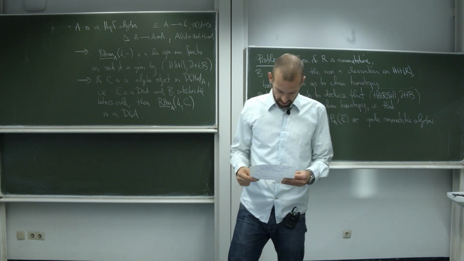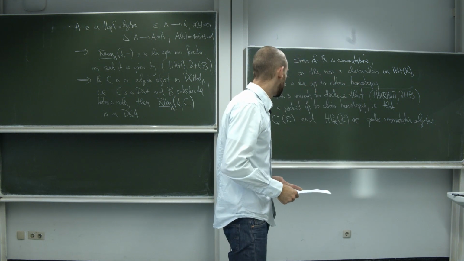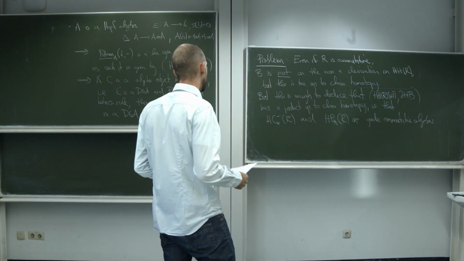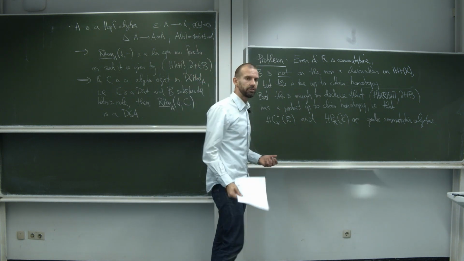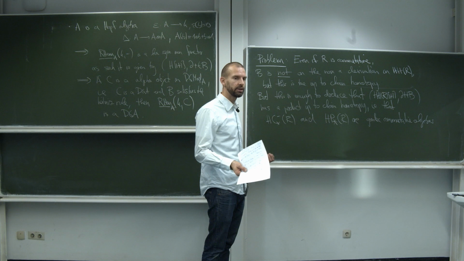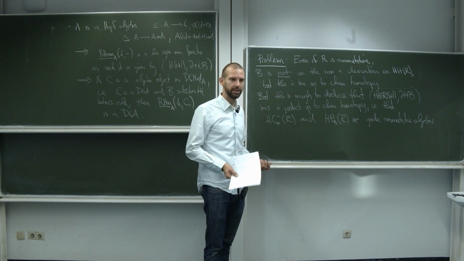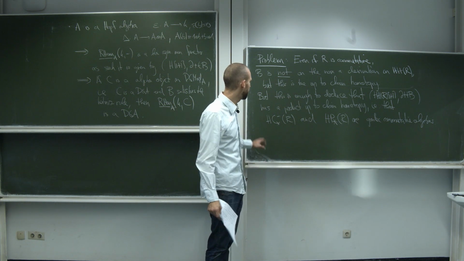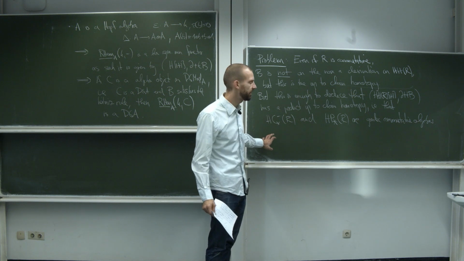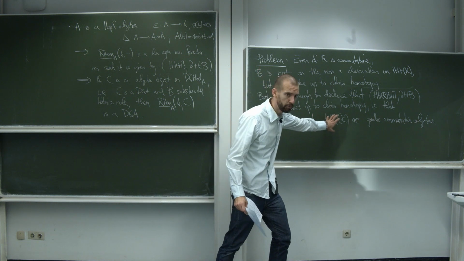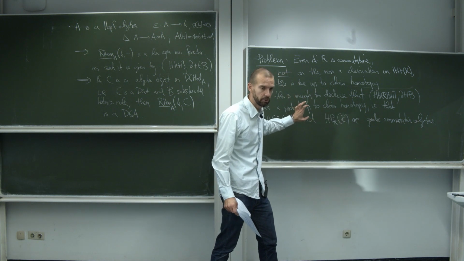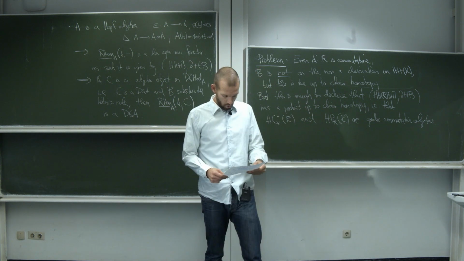Okay, good. So that is the takeaway that I want to draw from this discussion, which at this point necessarily has to remain a little bit mysterious. The takeaway is that if R is a commutative ring, then HC star minus and HP star are actually commutative algebras. Okay, good.